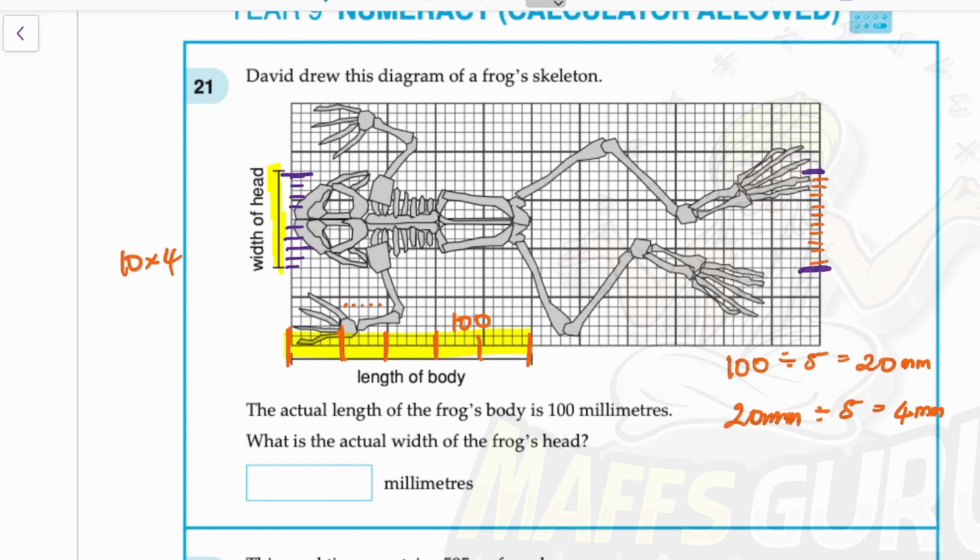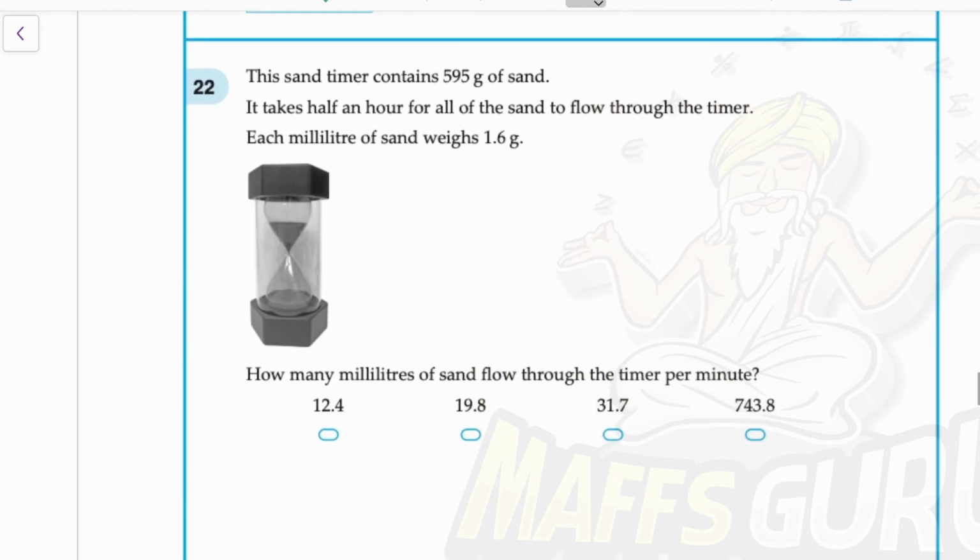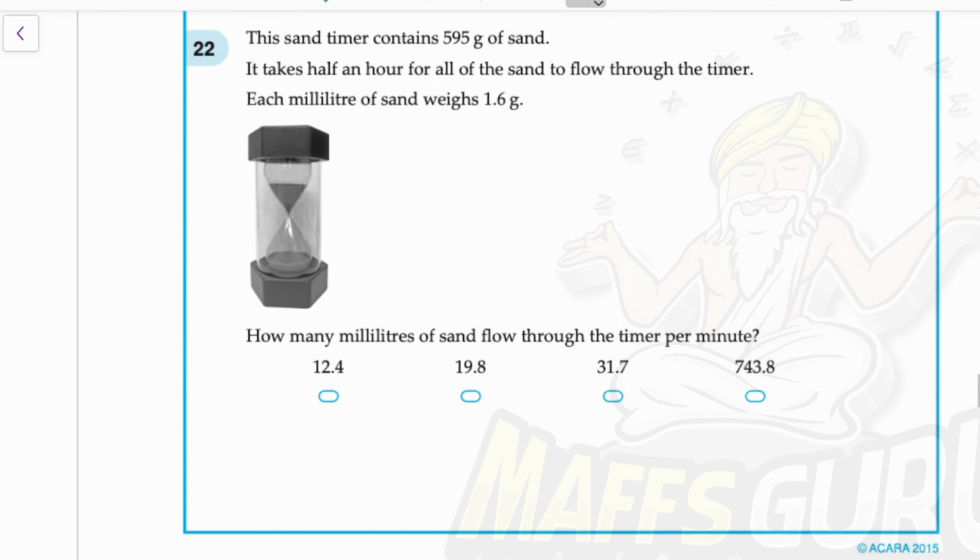So 10 times 4 gives me 40 millimeters. Is that one of my answers? We don't know, but fingers crossed. If you count them as 10, just going to check that again, guys, just to make sure that I am in fact counting these off properly. So we've got 1, 2, 3, 4, 5, 6, 7, 8, 9, 10. Yep, so 40 millimeters.